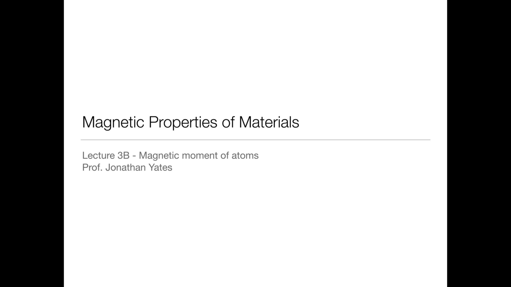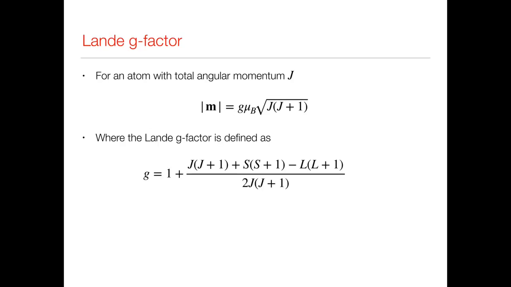So having learned how to calculate the total angular momentum of an atom or an ion, we're now going to look at how to translate that into the magnetic moment of the object. Okay, so for an atom with total angular momentum J, the magnetic moment is given by this hopefully fairly familiar formula here. So we need to take the square root of J(J+1), and that will give us mu B lots of magnetic moment with the appropriate g factor out the front.